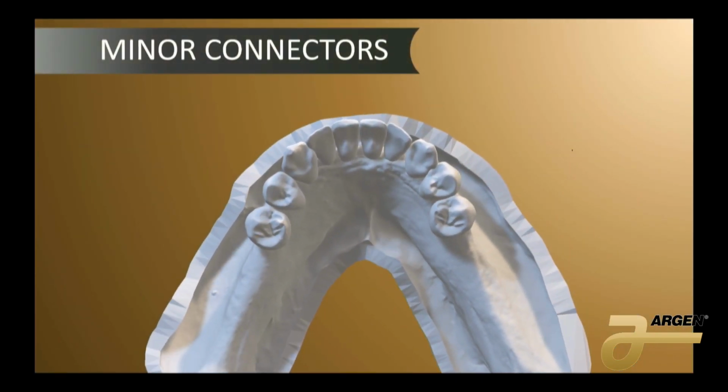So what about minor connectors? What do the minor connectors do? Maybe we have our beautiful clasp assembly. So here we have our rest, here we have our proximal plate, we have our I-bar coming like this. We'll do that on both sides: rest, proximal plate, I-bar. So where is that fulcrum line? That fulcrum line is where the rests are.